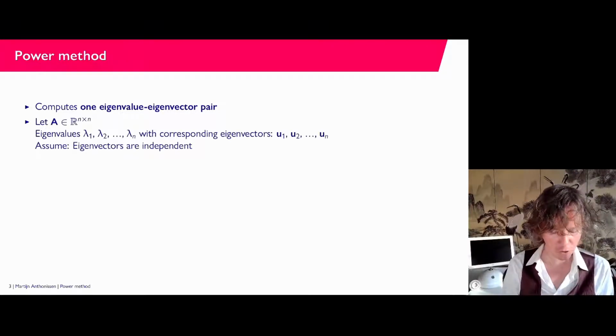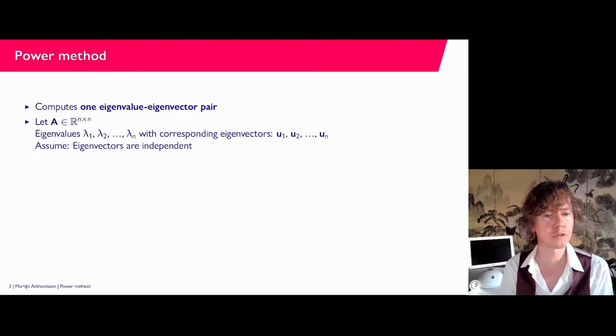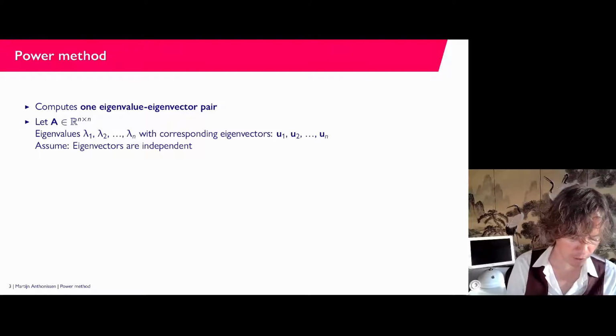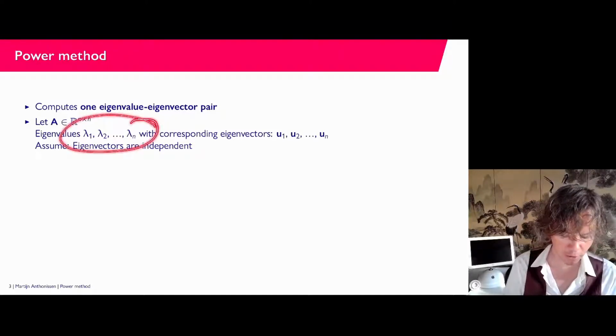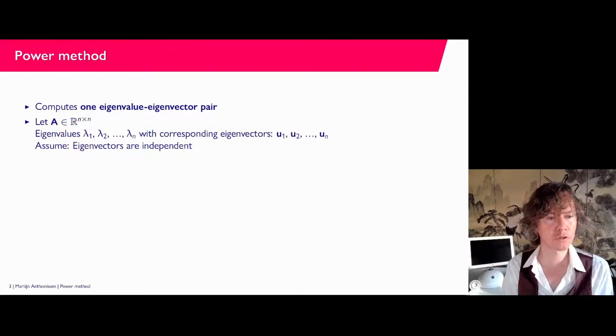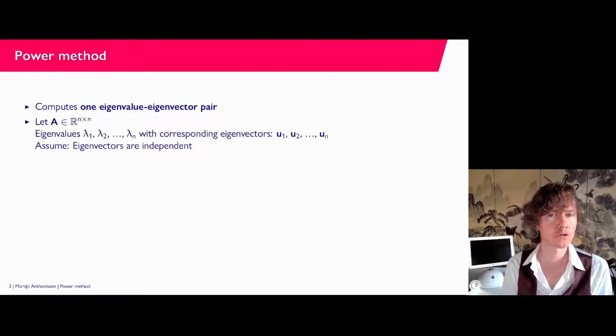Now, if you have a matrix in R^(n×n), so a square n by n matrix, then we will assume that we have the eigenvalues lambda 1 up to lambda n, and we will call u1 up to un the corresponding eigenvectors. And what I will assume, just for presenting the method to make it a little bit easier, is that all the eigenvectors are independent. Of course, that's not necessarily true, but we will assume it here.